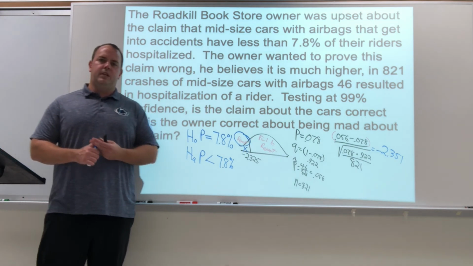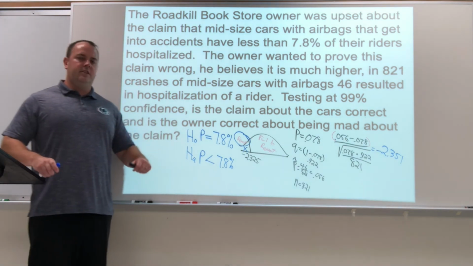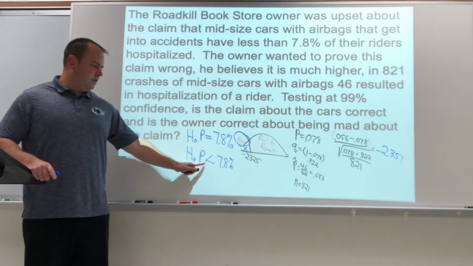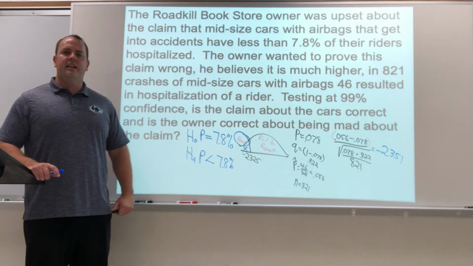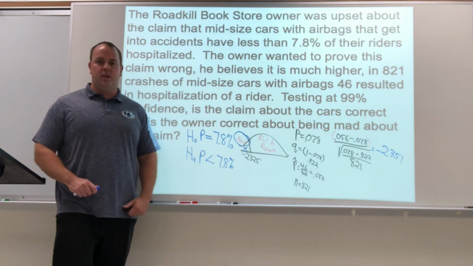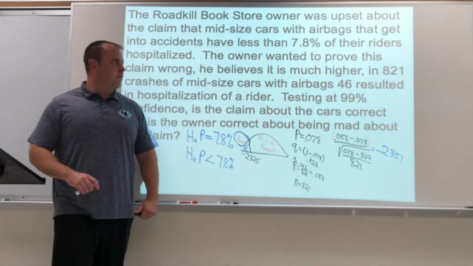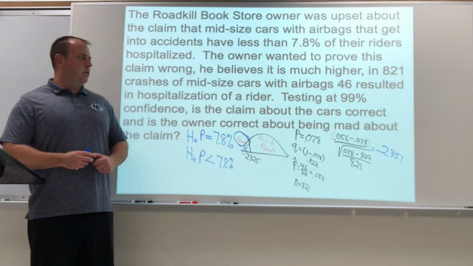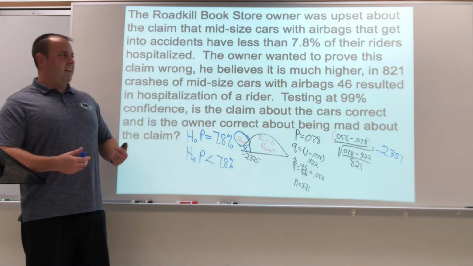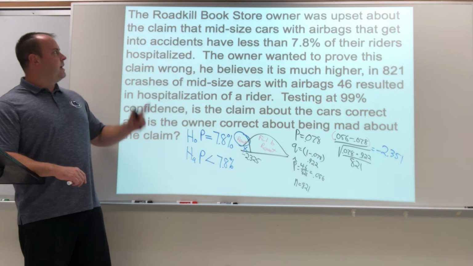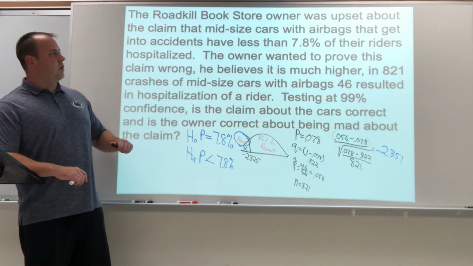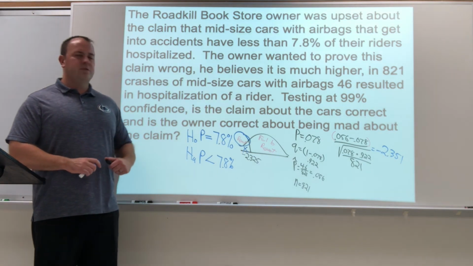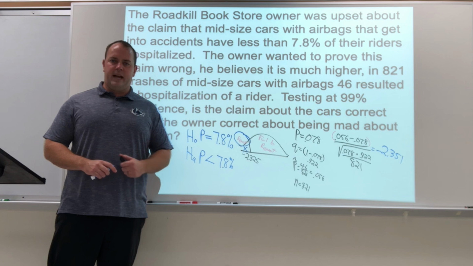So remember what that means. Rejecting the null means that there is evidence to support the alternative. Okay, so there is evidence to support that p is less than 7.8%, or the proportion is less than 7.8%. So the bookstore owner really should not be upset. The bookstore owner is incorrect, saying that it's greater than 7.8%, and the claim that mid-sized cars with airbags that get into accidents have less than 7.8% of their riders hospitalized. There is evidence to support that claim.